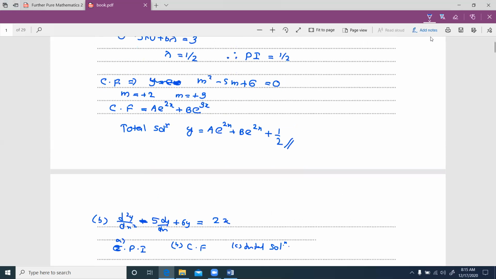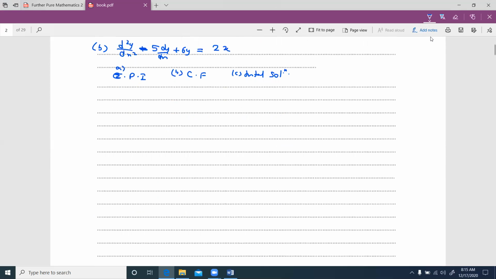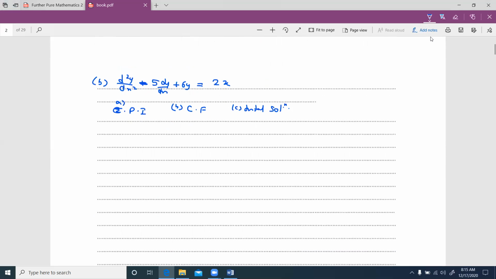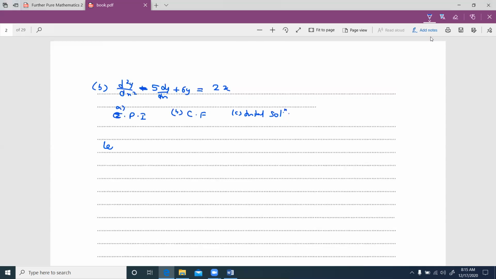Then we have to get this one as, let y equals to lambda plus mu x. Though you don't have another constant over here, but we need to use this one format. So from here you can say dy by dx is equals to mu. D squared y by dx squared is equals to 0.